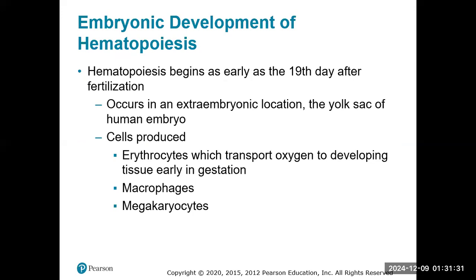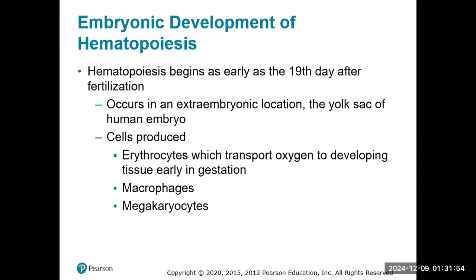So when we are looking at development of any of our blood cells, the hematopoietic process starts as early as the 19th day after fertilization occurs. So it happens very early on. In the beginning, it starts, of course, in the yolk sac. And what happens is there are three different types of cells that are actually produced.